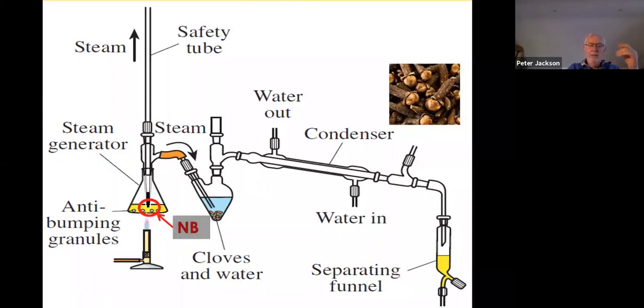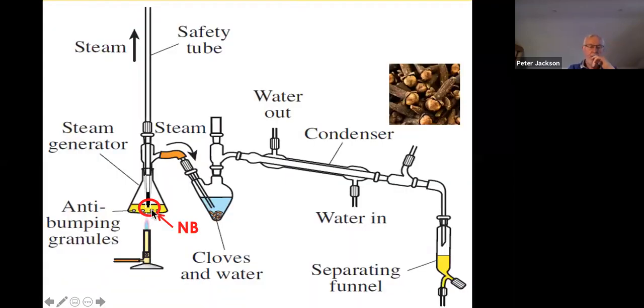So what do we have? Note that this tube here, the safety tube, and label it safety tube, goes under the level of the water. This yellow thing here is water with anti-bumping granules. The purpose of this is to stop pressure build-up, which could possibly cause an explosion.